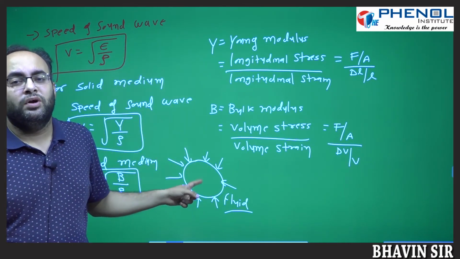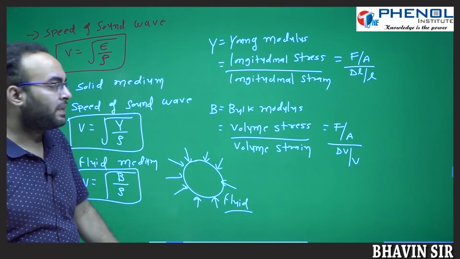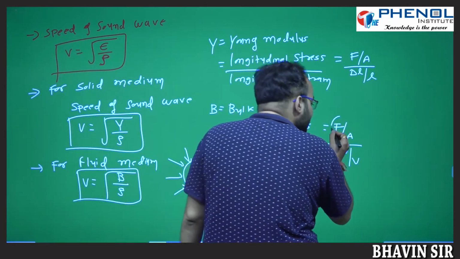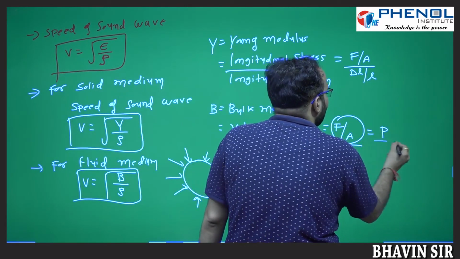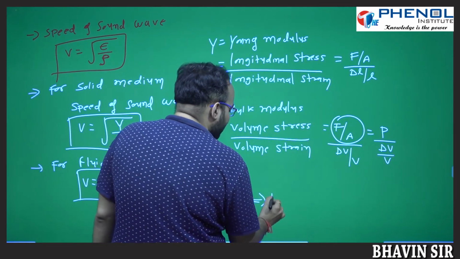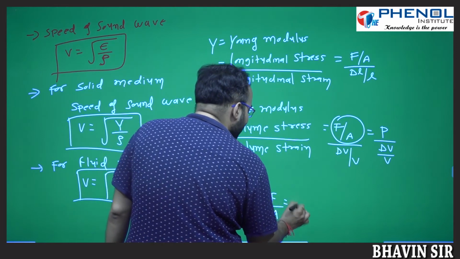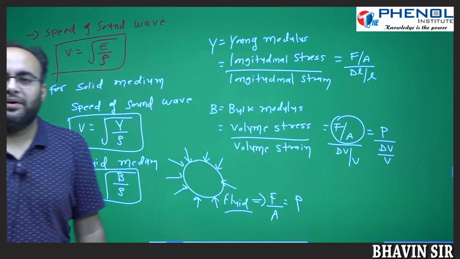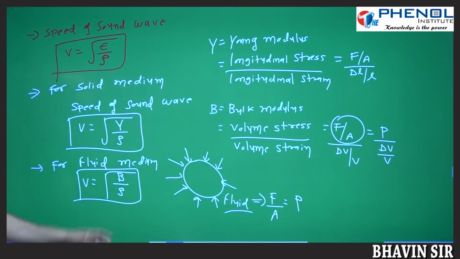So volume is changed by the fluid, and so for fluid, students, force by area is known as, okay, for fluid, what is force by area called? Pressure. Okay, chalo. So bulk modulus means P by delta V by V, and Young modulus means what? F by A, delta L by L.